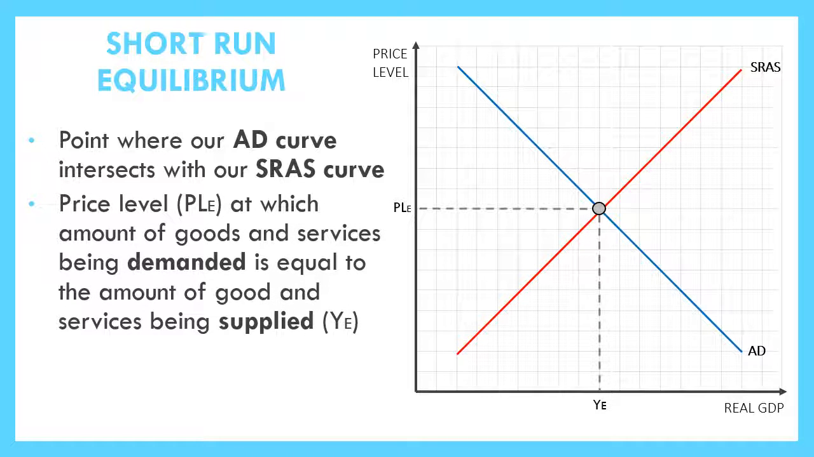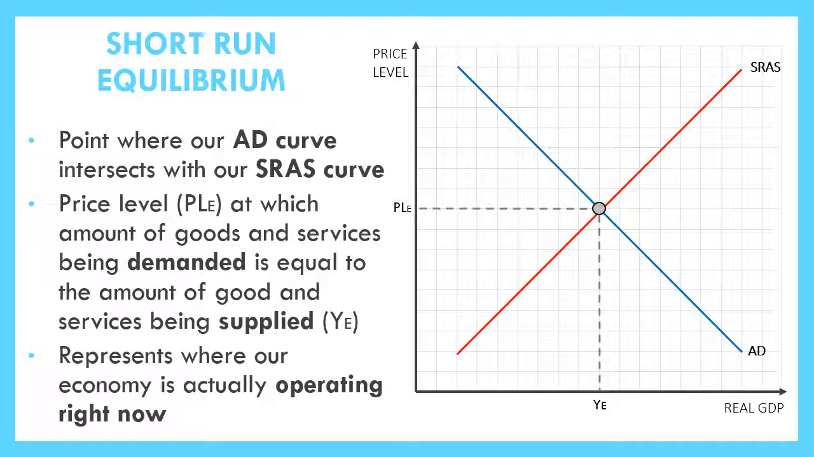PLE represents the amount of goods being demanded, but also the amount of goods that are being supplied. And whenever those intersect, we are obviously at an equilibrium, where our total output that's being demanded is equal to our total output being supplied. That represents where our economy is producing right now, because again, it's in the short run. So it's where we're producing at this given moment, and that's something important for us to understand. That shows where our economy is operating right now.